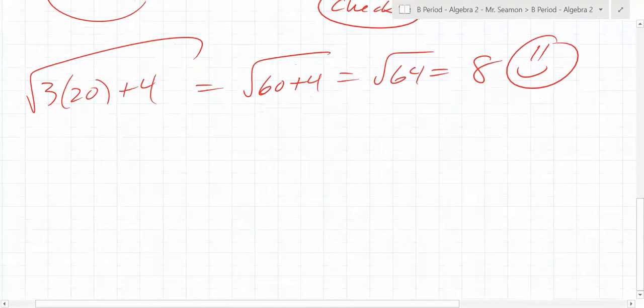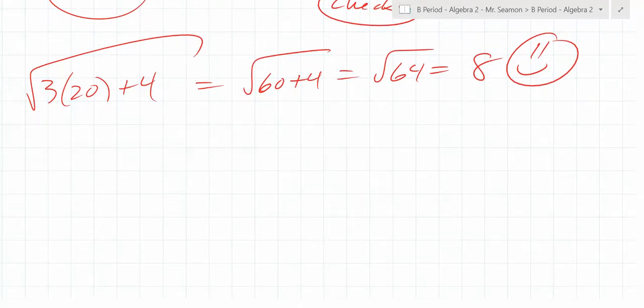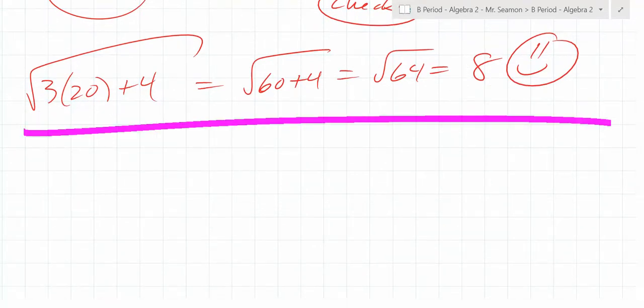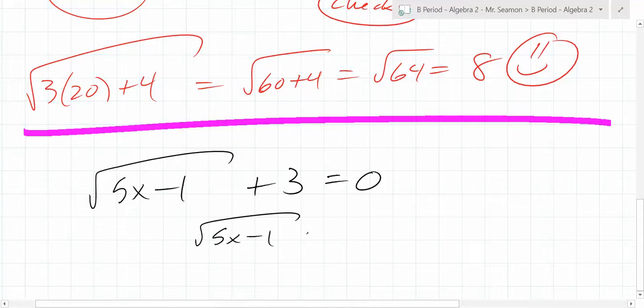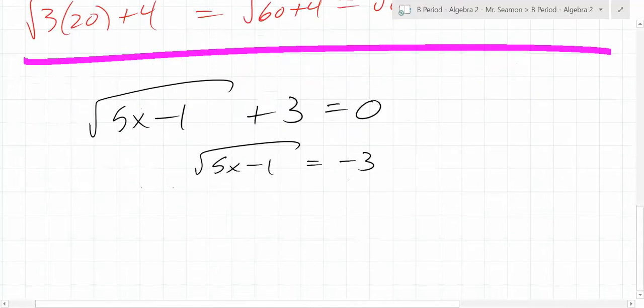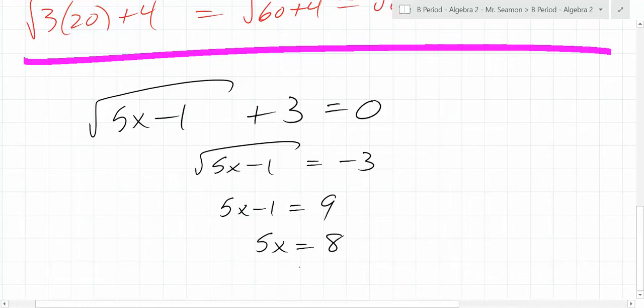So let's add in just a little bit more to this. What happens for round 2? For round 2, let's say I asked you the square root of 5x minus 1 plus 3 equals 0. What should I do first? Isolate the radical. Is the radical isolated? No. So what should I do? So you get the square root of 5x minus 1 is equal to negative 3. Square both sides, and you get what? So 5x minus 1 is equal to 9, and 5x is equal to 10.